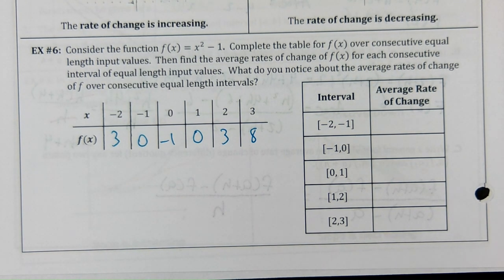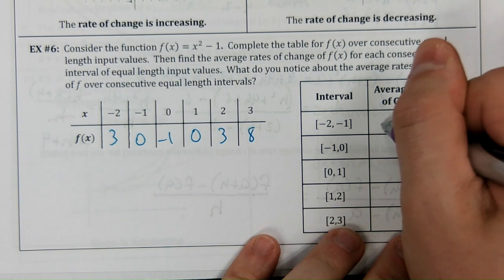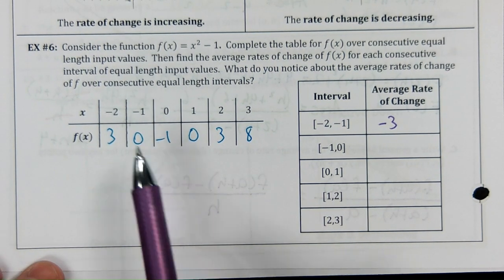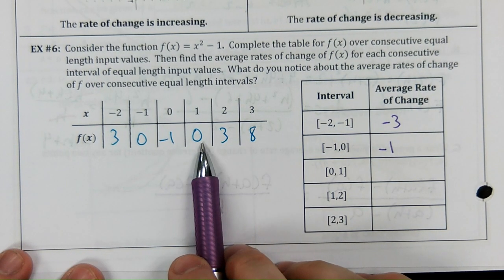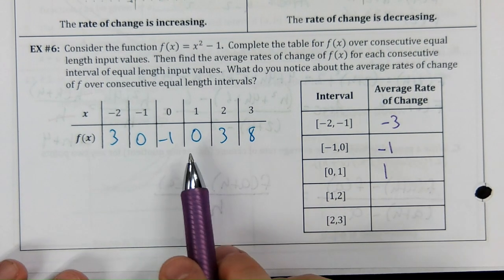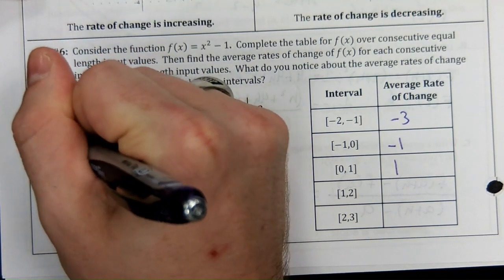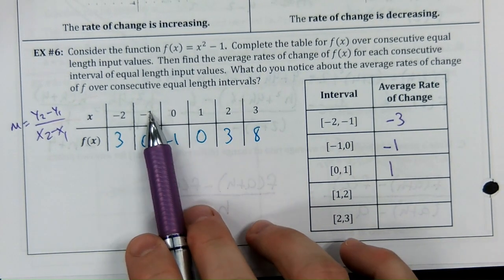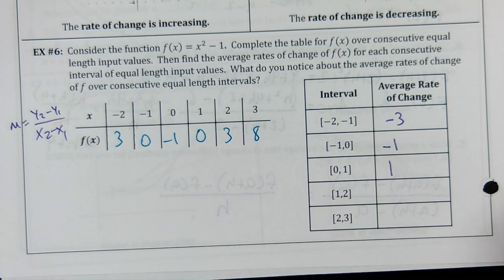So let's get our average rate of change. 0 minus 3 over 1. -1 minus 0 over 1. 0 minus -1 over 1. What do you mean over 1? What were you doing? The average rate of change, if every one of these differences between x and the x before it is 1. Oh, okay. Because we just went by 1s on the table.